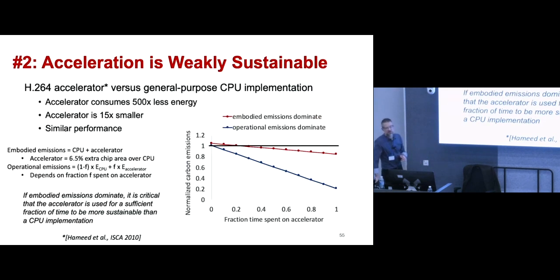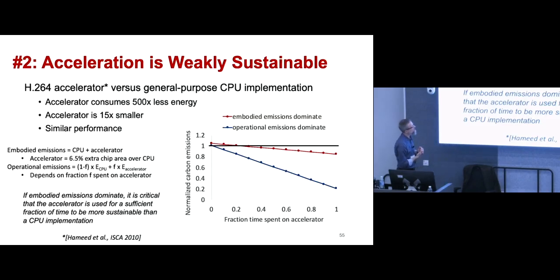Another example is acceleration. Here I've been taking data from an interesting paper out of Stanford, published in 2010. In this paper, they were comparing an H.264 accelerator against a general-purpose CPU implementation of the same algorithm, and they both achieve the same performance. And no surprise, the accelerator is much more efficient. It requires 15x less chip area, and it consumes 500 times less energy to get the same amount of work done in the same amount of time.